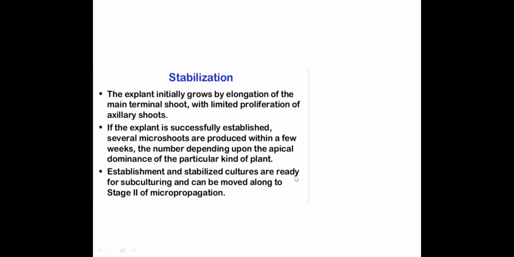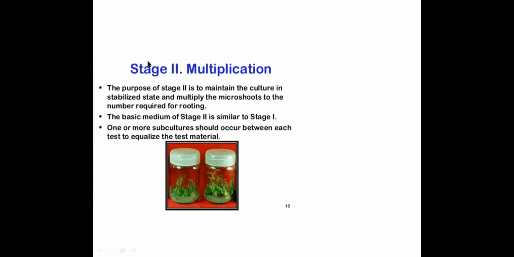Establishment and stabilized cultures are ready for subculturing and can be moved along to stage 2 of micropropagation. So you have to repeatedly subculture it, because nutrient level will keep going down, because the callus is absorbing the nutrients. So subculturing is very, very important. That means transferring the growth to a new medium. It is only called subculturing. So we have to go into stage 2 of micropropagation, which is the multiplication of the shoots.